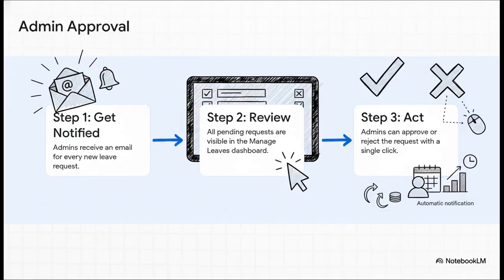Okay, so what about the admin side of things? Well, it's just as streamlined. The second a request comes in, the admin gets an email. From there, they just go to one central dashboard to see everything that's pending. It's literally one click to approve or reject, and the system does the rest. It notifies the employee and automatically updates their balance. It's a perfect closed loop.